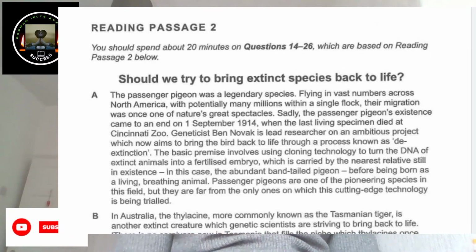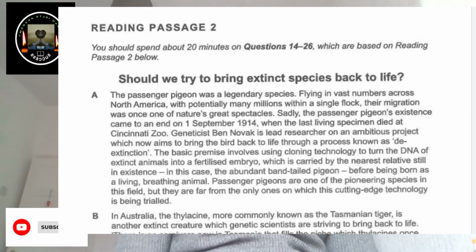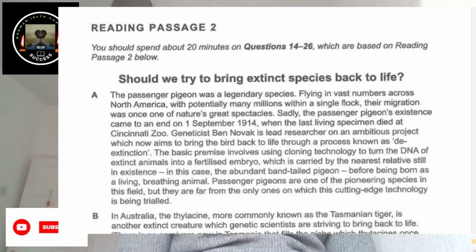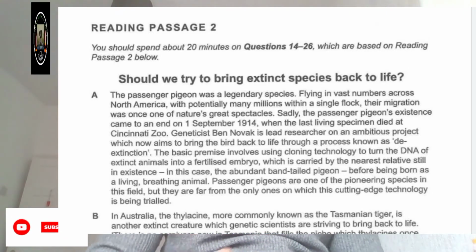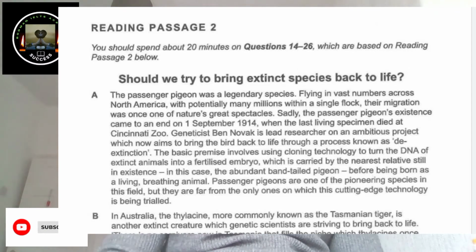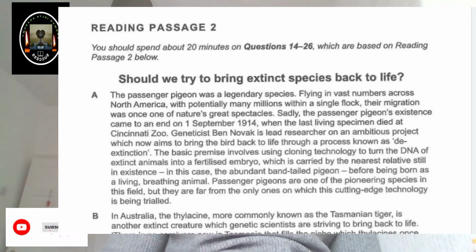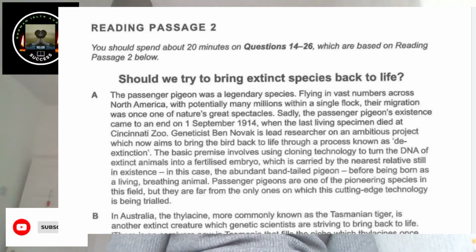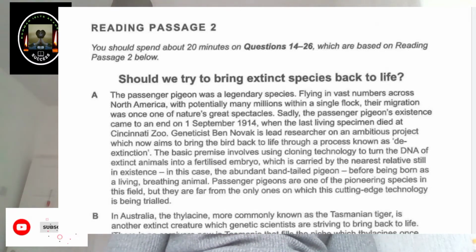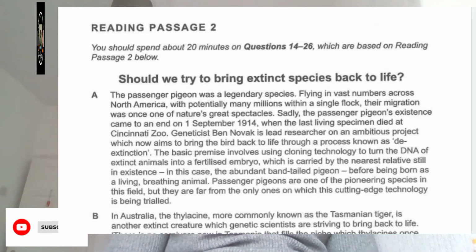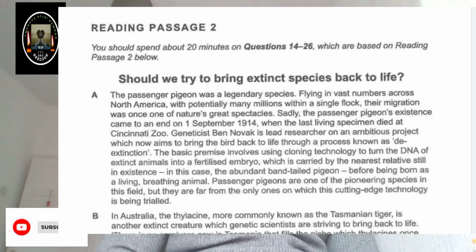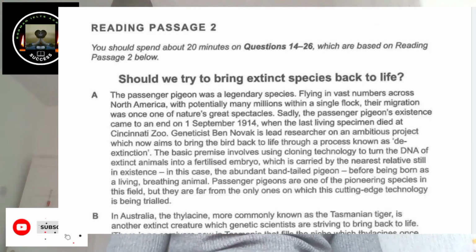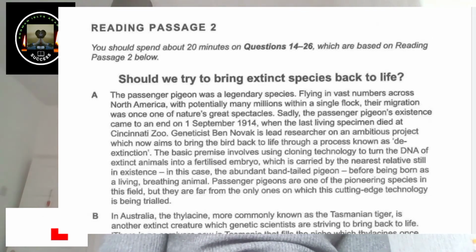Now, I don't need to read this passage again. You already have an idea of what this passage is talking about. You don't need full understanding of a passage. You only need to understand what the passage is talking about. Passenger pigeon, how they went into extinction. Someone is working on things to bring them back to life, and so on and so forth. That's what this passage is talking about. As long as you know that, that is the next step.